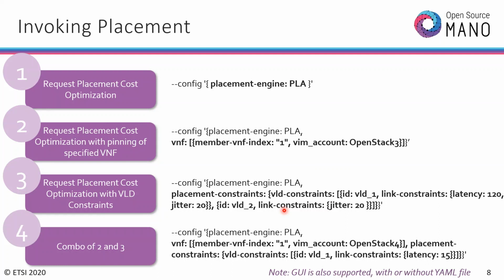And then, of course, you can do a combination of these things. So we pin some of these things. We say that, okay, this VNF has to go there. And for the links, which could relate to this one or be totally unrelated to this VNF, the following constraints apply. Now we show this for the command line, but of course this works also from the GUI with or without the YAML file, following the normal procedures.